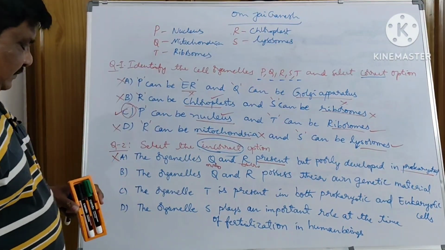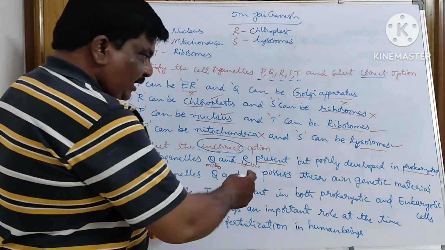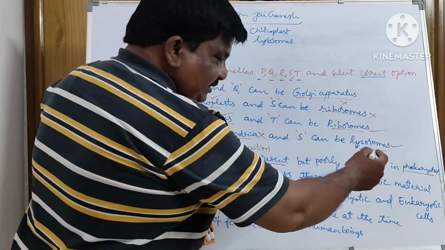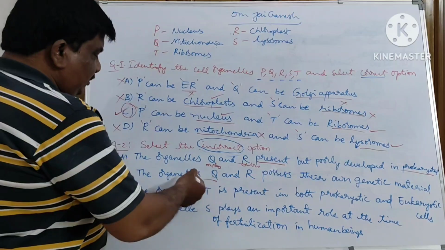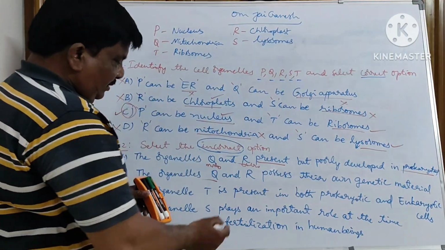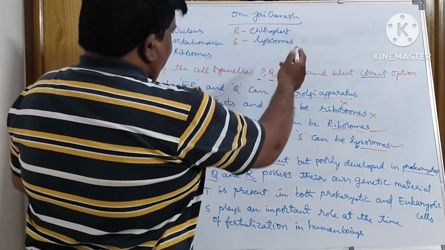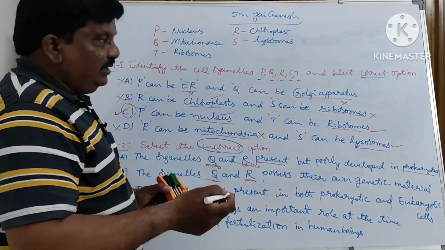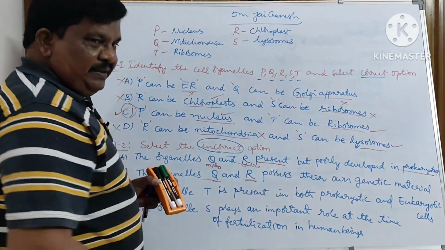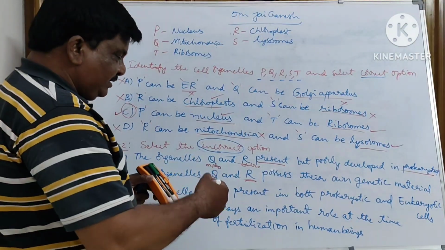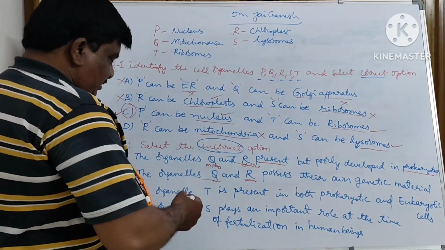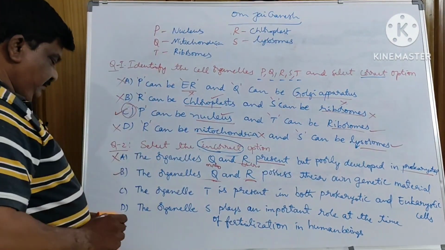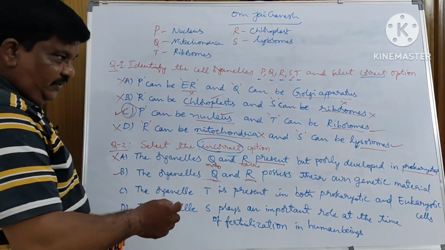So go for the next one. The organelles Q and R possess their own genetic material. What is Q? Mitochondria. What is R? Chloroplast. Mitochondria and chloroplast have their own DNA, genetic material. That's why they are called semi-autonomous organelles. So Q and R possess their own genetic material is the correct statement. Go for the C option.